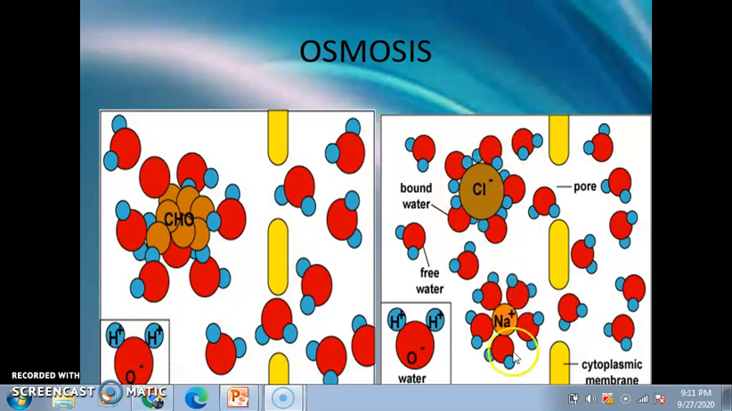So these molecules are not able to move through the cytoplasmic membrane as well as through the pores. But unbound water molecules are very small, so they can easily pass through the pores of the cytoplasmic membrane.